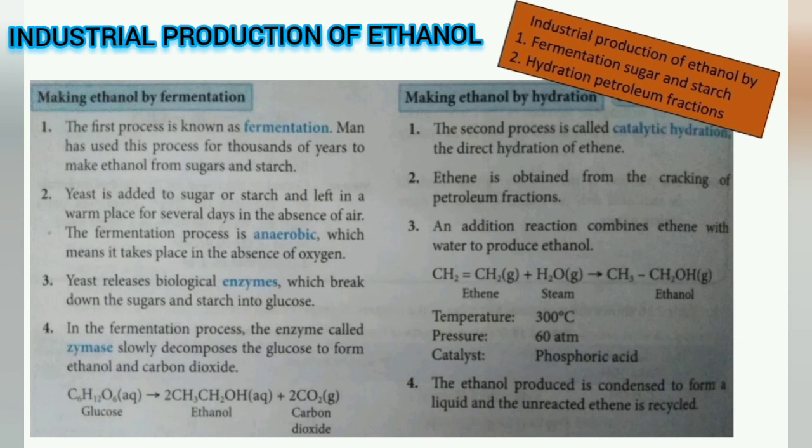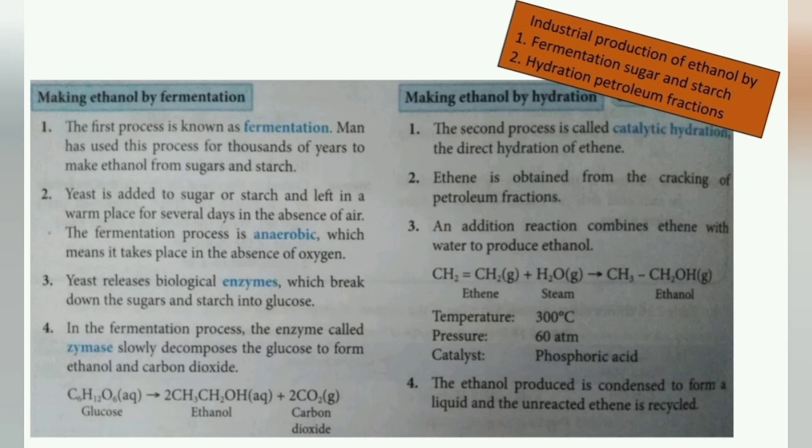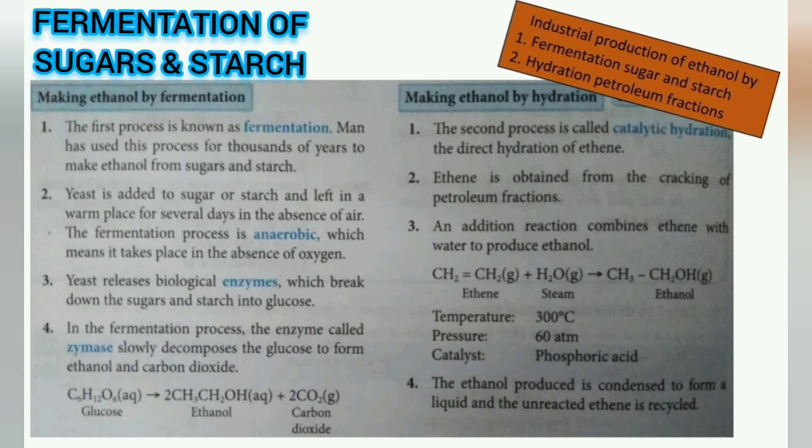Industrial production of ethanol. Ethanol is one of the most important alcohols. It is manufactured on a large scale by two main processes. Number 1, from sugar and starch by fermentation. Number 2, from petroleum fractions by hydration. The process chosen depends on cost factors and on the end use of the product. Number 1, making ethanol by fermentation from sugars and starch.